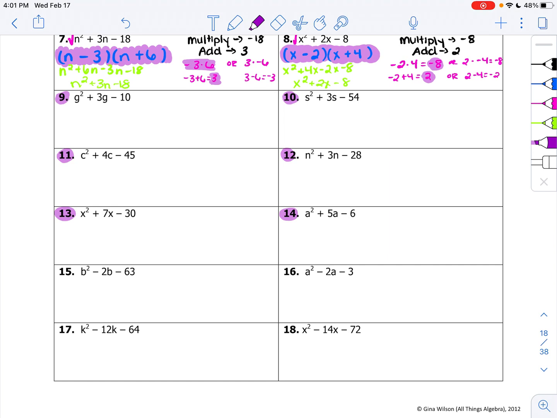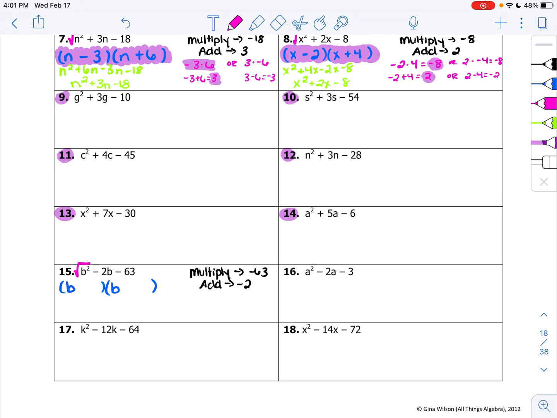So number 15, if you notice, both of your terms are negative. Our first term is still a leading coefficient of 1. So we're still going to start it out as multiplying two binomials. Find the square root of that first term. So the square root of b squared is b. And then I need to find two numbers that multiply to give me negative 63 and combine to give me negative 2.